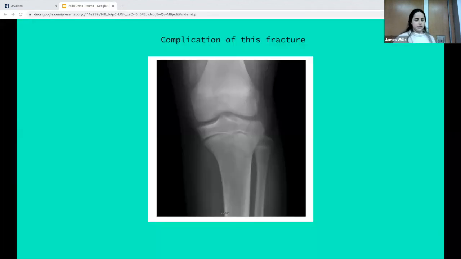Okay. So what will be the complication of this fracture? Does everyone see the fracture? I think someone said it. Yeah, so it is a tibial plateau fracture. And what's the complication of a tibial plateau fracture? Compartment syndrome, right? Yeah.